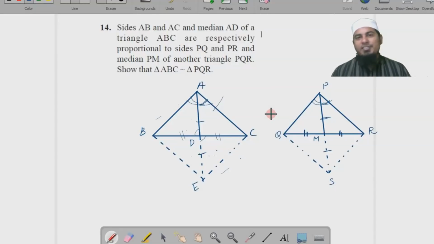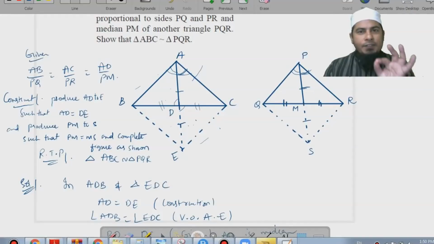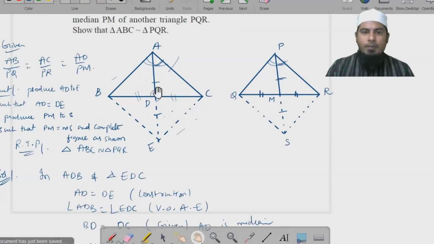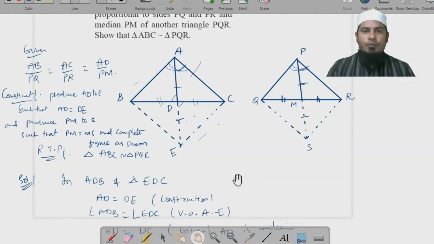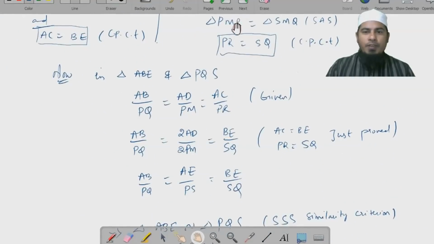So, a long proof for this; whatever we have discussed, let us write. What I have discussed is written here. That can be proved for these two triangles. Similarly for these two and these two, all are written by similarly. These results are useful to us. Now we are going to prove triangle ABE and triangle PQS are similar. This is the ratio given. That given ratio is just adjusted, multiplied by 2 divided by 2 for AD and PM, and here AC and PR is replaced by what we just proved: AC is equal to BE, PR is equal to SQ.